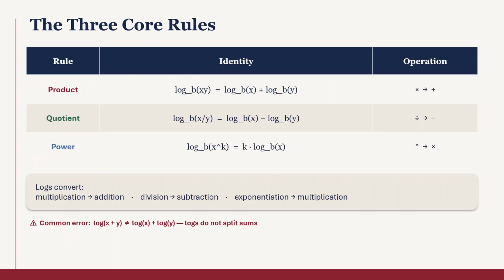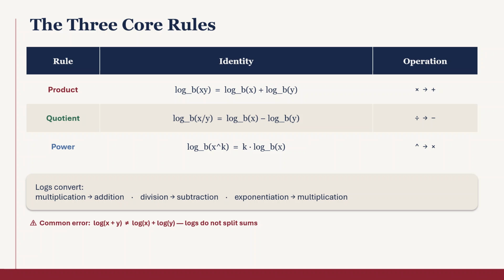3 core rules turn multiplicative structure into additive structure. Product rule: log base b of xy equals log base b of x plus log base b of y. Multiplication inside becomes addition outside. Quotient rule: log base b of x over y equals log base b of x minus log base b of y. Division inside becomes subtraction outside.